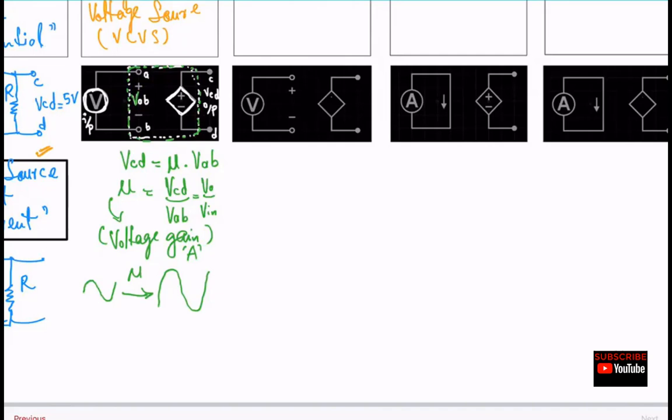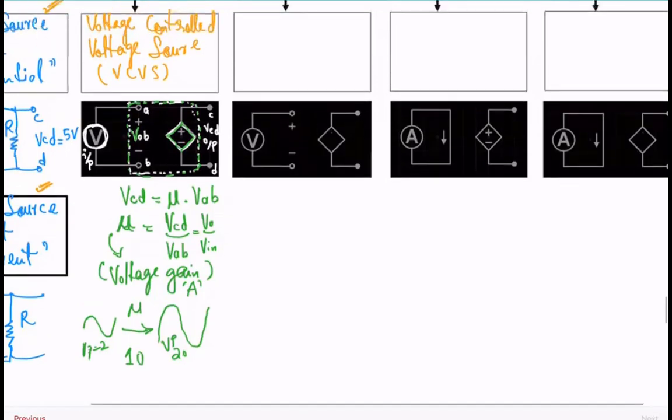So if I have the voltage gain 10, and the peak voltage VP here is 2, then the output will be 2 times 10, 20 V peak, okay? So this is what this source is doing right here, the independent source. It's actually going to amplify your input signal.